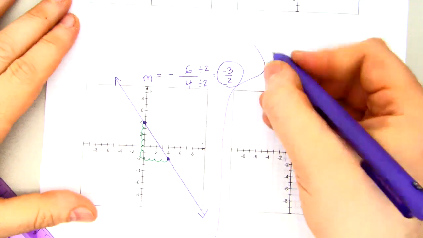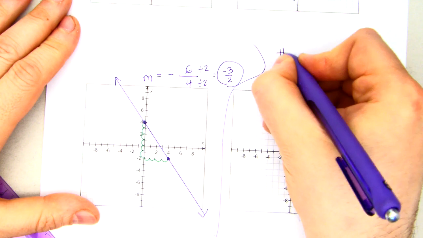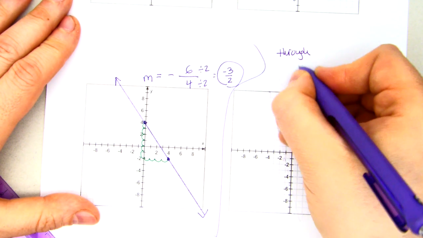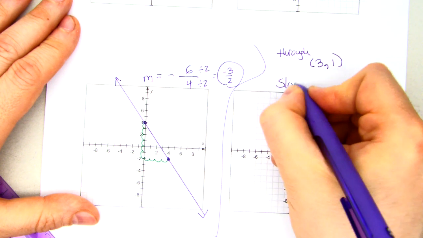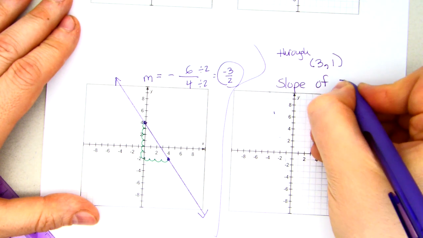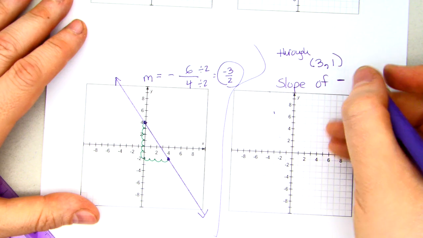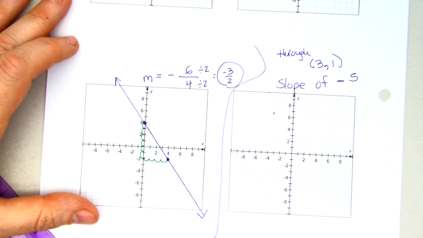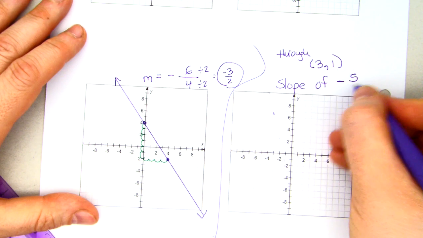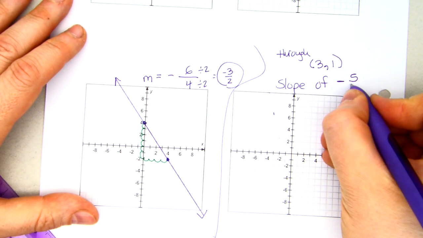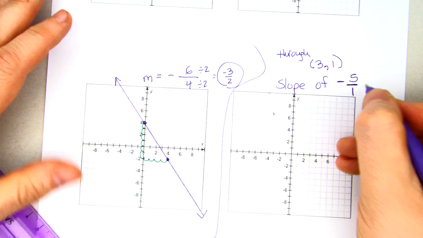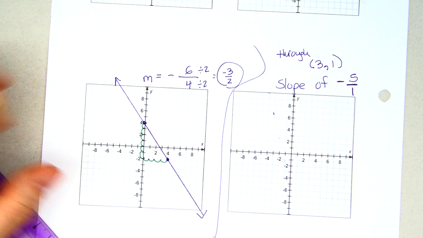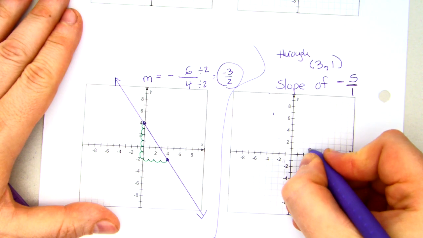Let me have you draw a line. I want the line through the point 3, 1 with a slope of negative 5. Now, first of all, from the last video, remember we can always turn a number by itself into a number over 1. So negative 5 is like negative 5 over 1.